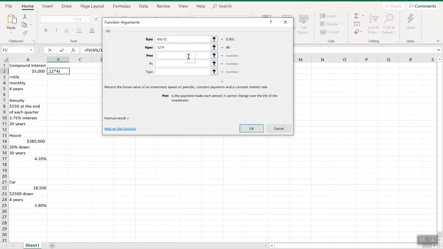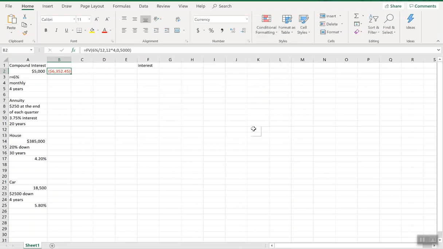All right, this is compound interest. With compound interest, we do not make payments, so put a 0 in. The present value is how much money we're investing, which is 5,000, and put that in without any commas. And the type, just omit it. You don't need that. So now when I hit OK, it pops in the answer, 6,352.45. So that is what we're going to have in the future.